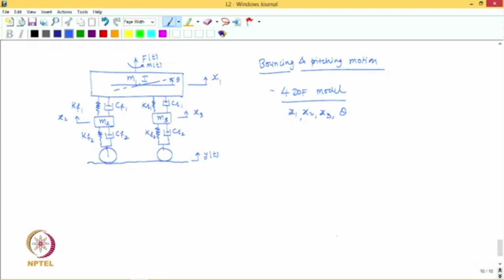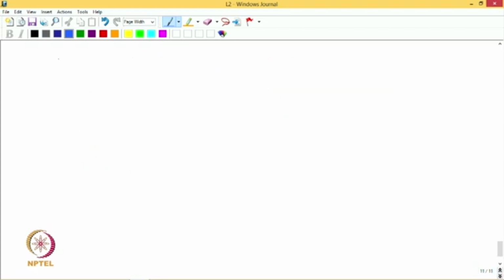Similarly, if our objective is to also predict the rolling motion, so if we want to predict bouncing, pitching as well as rolling motion. Rolling motion is the rotation of the car body about an axis, which is aligned with the direction of the movement.